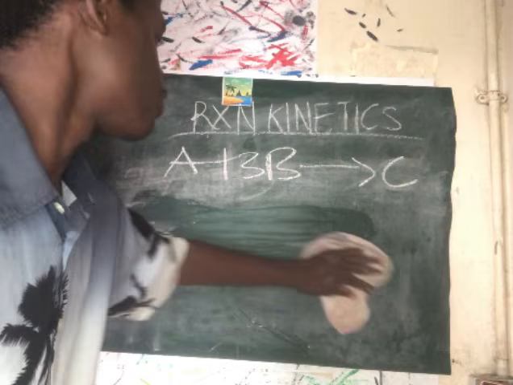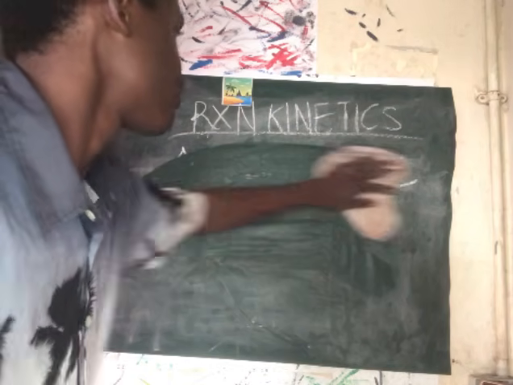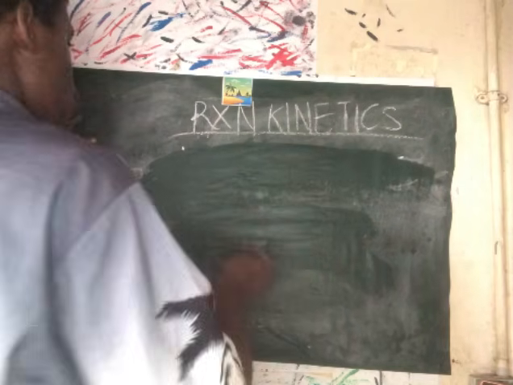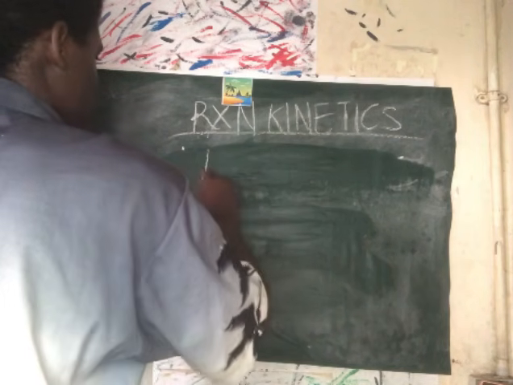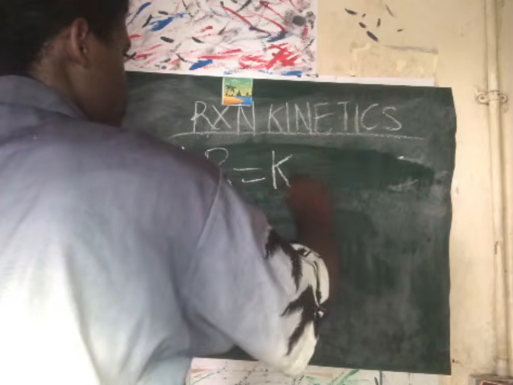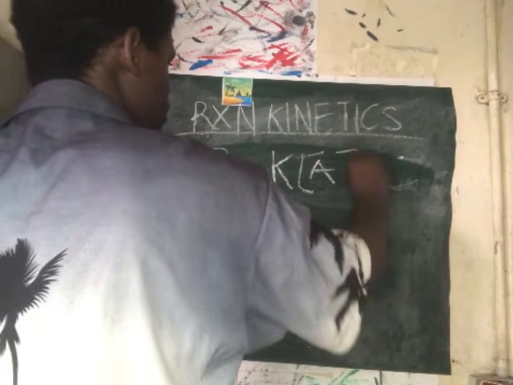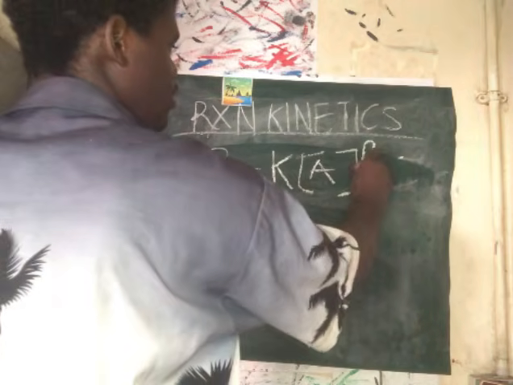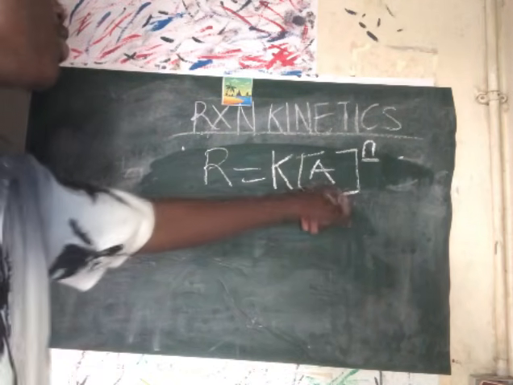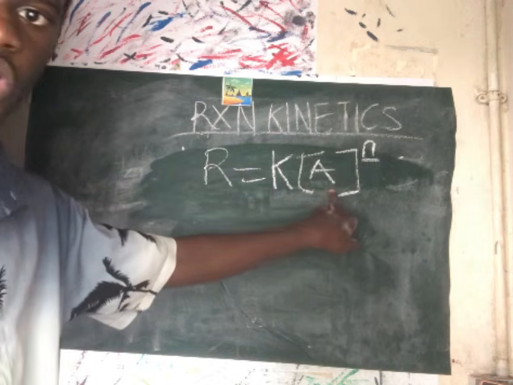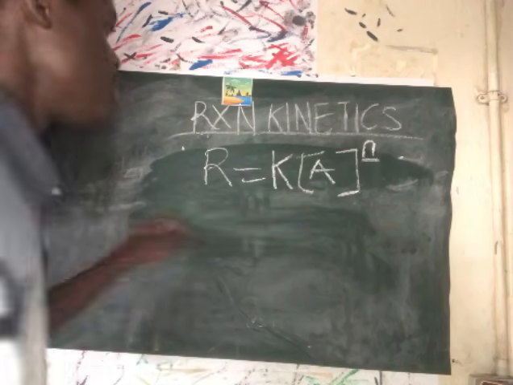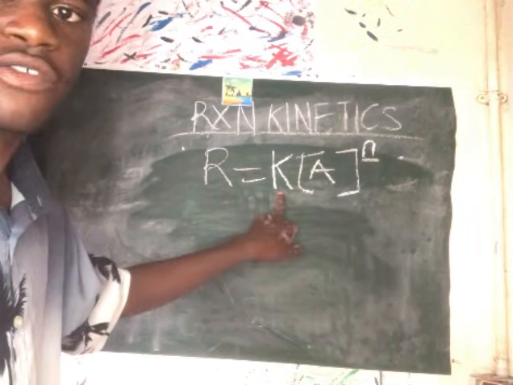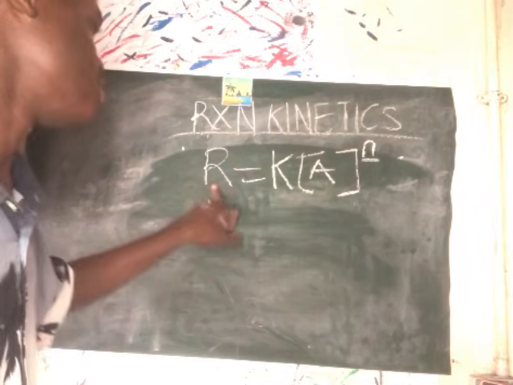And you need to know the rate law. Oh, wait, let me say something more about order of reaction. Let's say this is your rate law here: R equals K times A raised to power n. This n is your order of reaction. This A is your concentration, in brackets. This K is the rate constant, and you should know that the only thing that affects it is temperature. And this R is the rate of reaction.